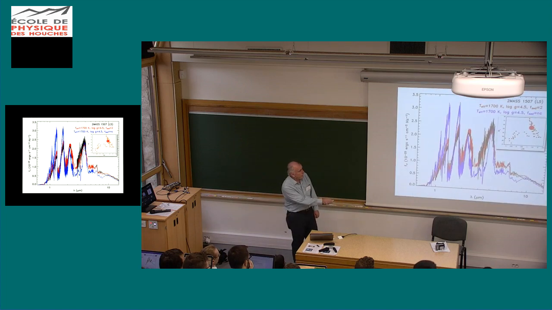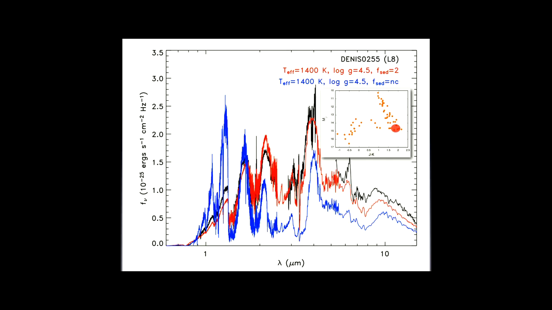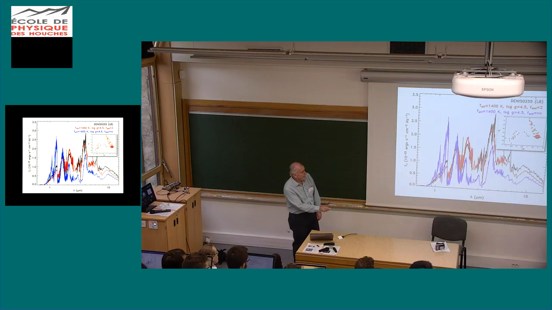Here's something more of a middle M dwarf down here in the middle. Cloudless is in blue, cloudy is in red. It's not a perfect model, but you can see the clouds are really required to fit this. Let's go down to an L8, right down here at the bottom right of this sequence. Data is in black. Again, the model is now getting less good because the clouds are very important. But you can see, crudely speaking, the red is right, whereas the blue, a cloudless model, is nothing like the data. You've got to have clouds. But notice our best fit here is 1400 degrees.